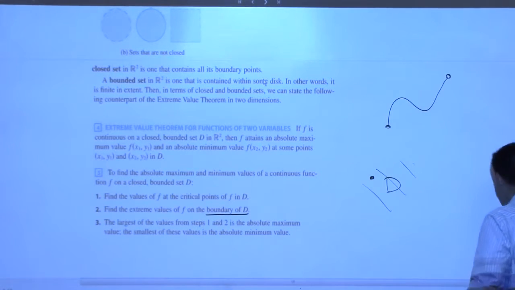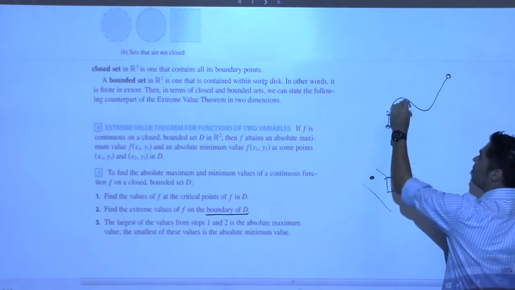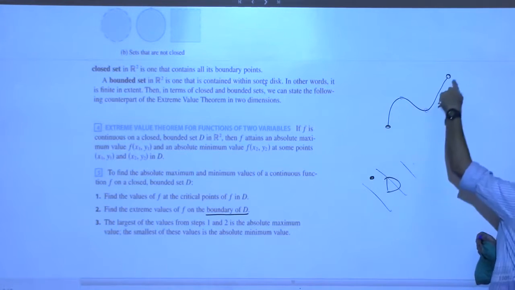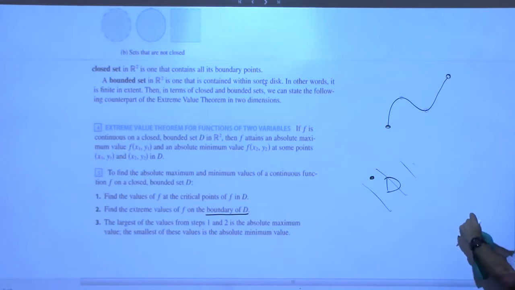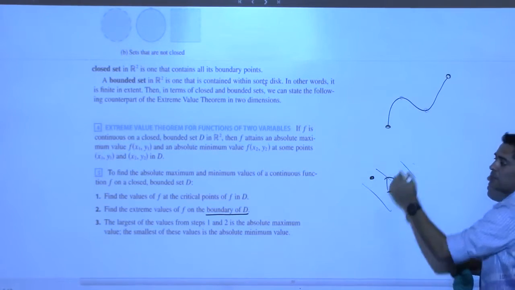We can set the first derivative equal to 0 to find these points, right? From Cal 1? But that tells us nothing about these. So what we need to do is evaluate the function at the endpoints, right? That's what this step is saying.